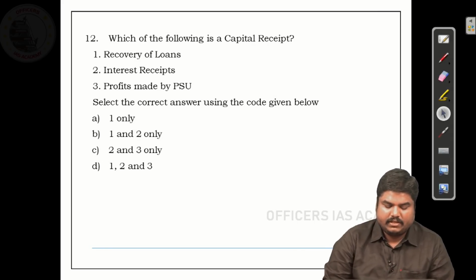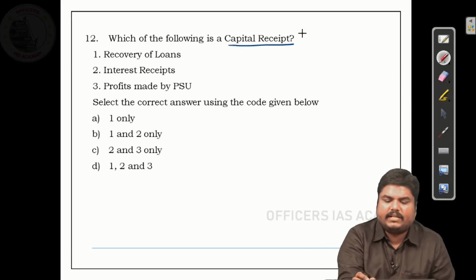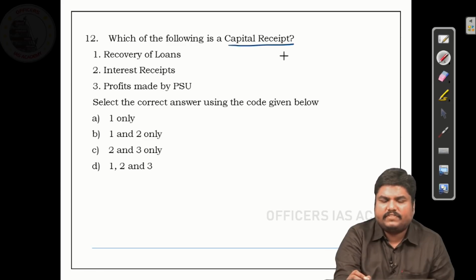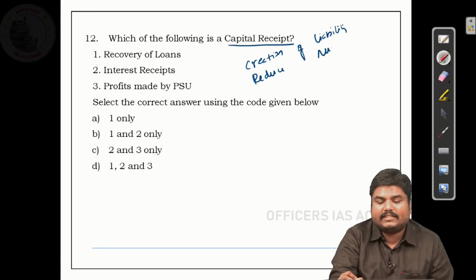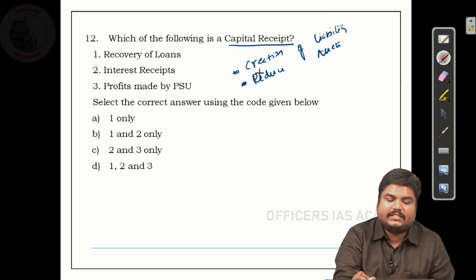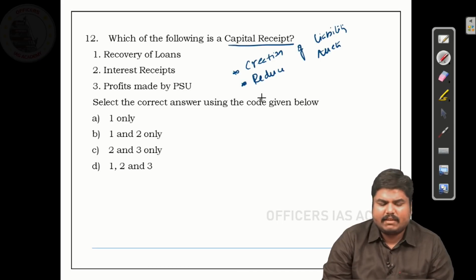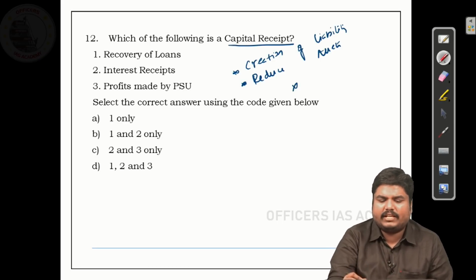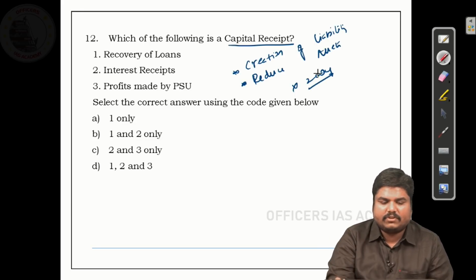Right. So, question number 12. This is regarding capital receipts. What is a capital receipt? Any receipt, if it results in creation of liability, it should create a liability or it should reduce your assets. Either it should create liability or it should reduce the assets. Or if you are able to establish a two-way transaction, then automatically we can put that particular receipt under the capital receipt component, right.